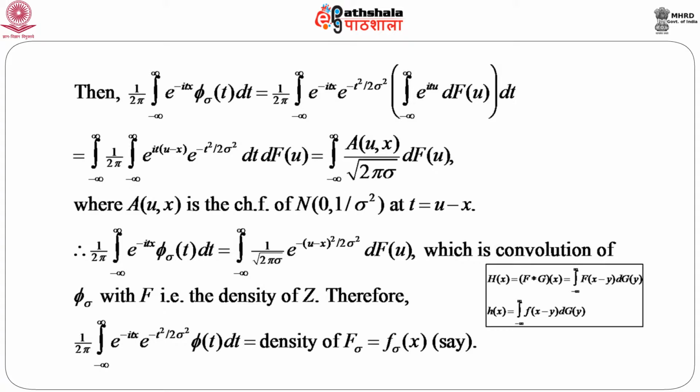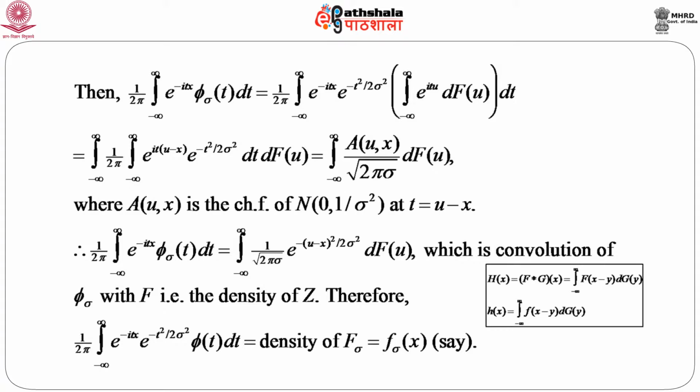Therefore, this original integral, 1 by 2 pi, minus infinity to infinity e to the power minus i t x phi sigma t dt, equals integration minus infinity to infinity 1 by root over 2 pi sigma into e to the power minus u minus x whole square by 2 sigma square dF u, which is nothing but the convolution of phi sigma with F, that is, which is nothing but the density of Z.